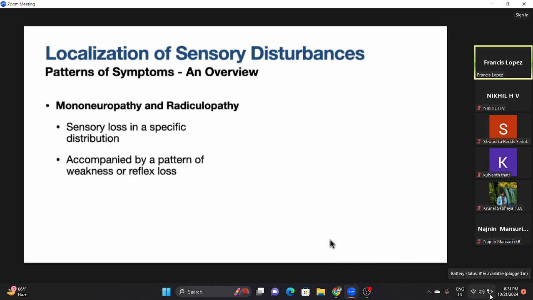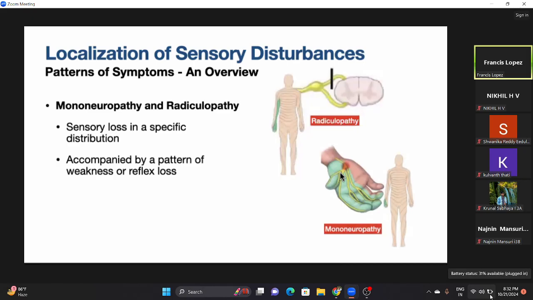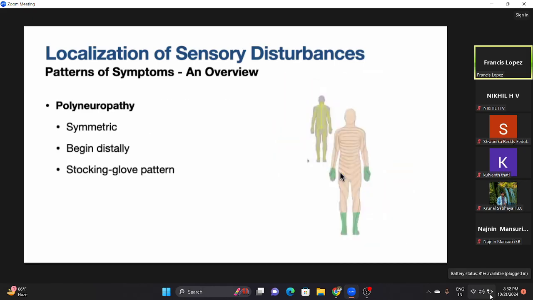So this is just to provide a brief overview of the different patterns of symptoms in sensory disturbances. First are mononeuropathies and radiculopathies. So they lead to sensory loss in a specific distribution, which may be accompanied by a pattern of weakness or reflex loss related to the nerve or root affected. So these are such examples. One famous example is, of course, your carpal tunnel syndrome. This is for mononeuropathies. Radiculopathies naman, they are located in the nerve root.